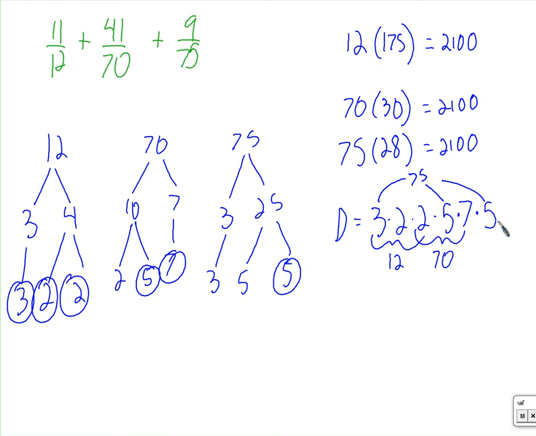Okay, so the 3, the 2, and the 2 make 12, right? So 12 times this, which comes out to be 175, makes 2,100. Now I need to make sure 70 goes into this number. Well, I'm done having to make 12. I can borrow that 2 from the 12 factors, put it together with a 5 and a 7, and that'll make 70. If I put in another 2, it'll make it 4,200, like twice as big.